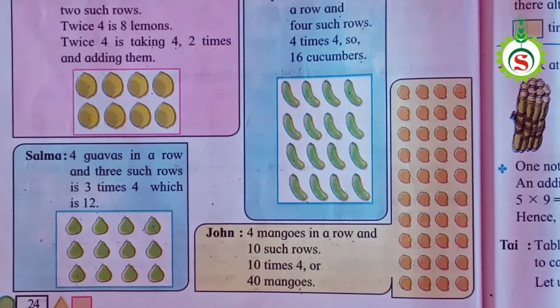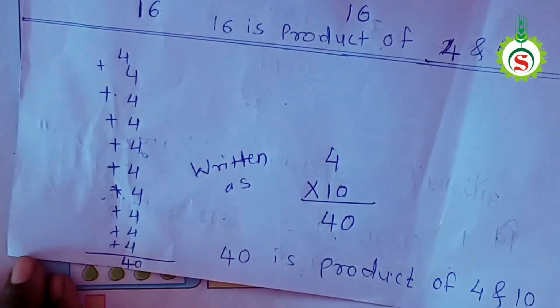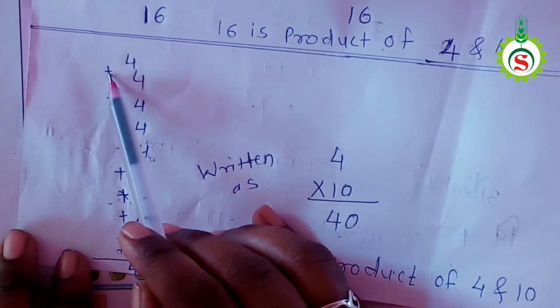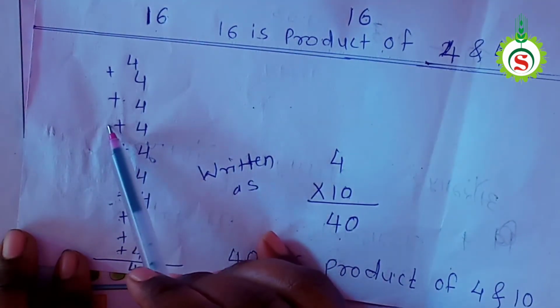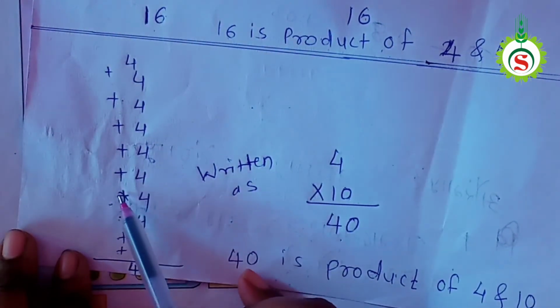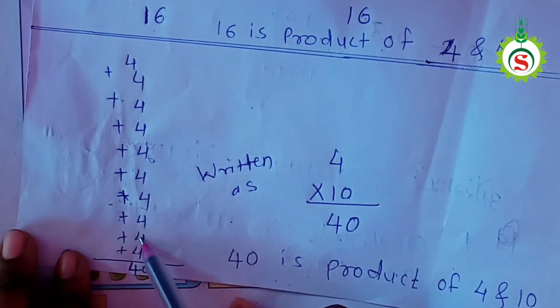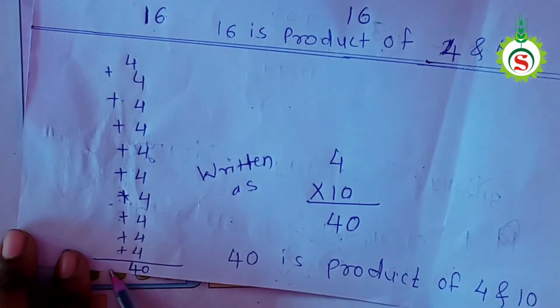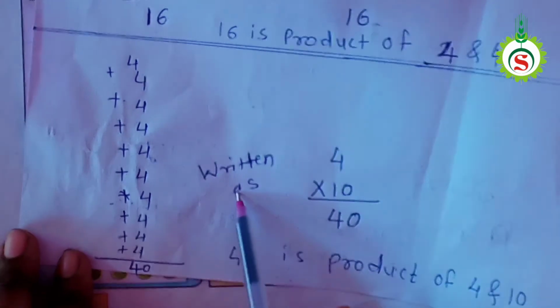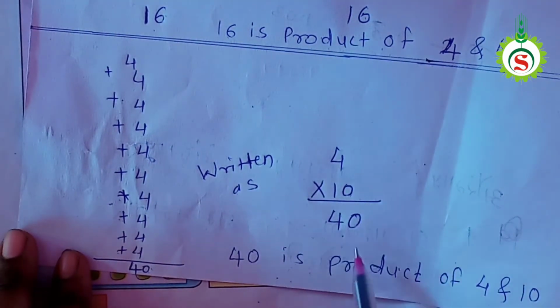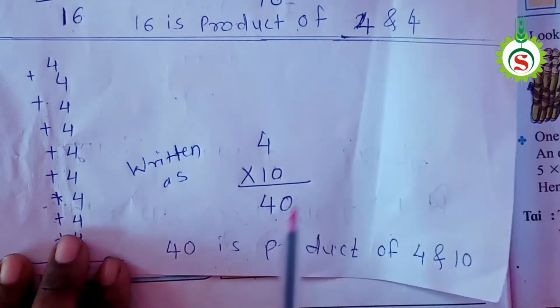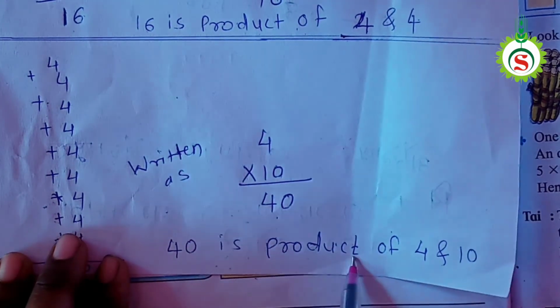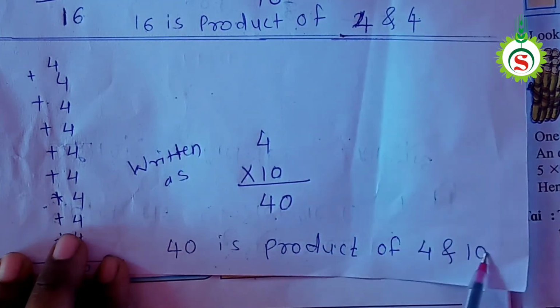See here. First of all, we see the addition form. 4 plus 4 plus 4 plus 4 plus 4 plus 4 plus 4 plus 4 plus 4 plus 4, we get 40. Written as 4 multiplied by 10 we get 40. Means 40 is the product of 4 and 10.